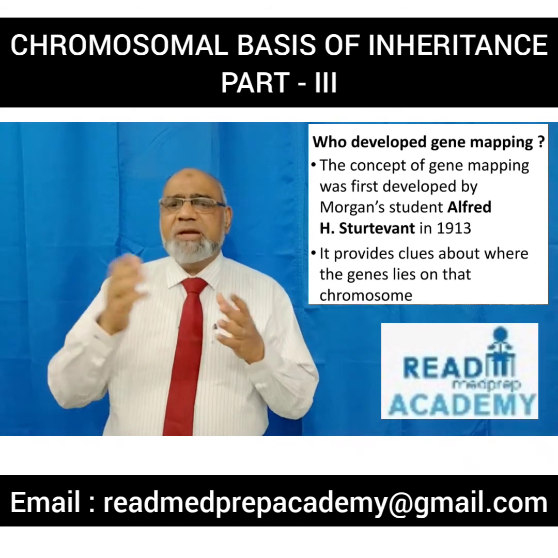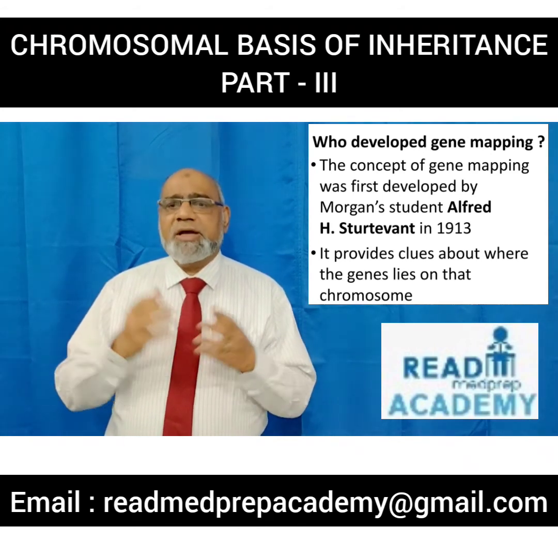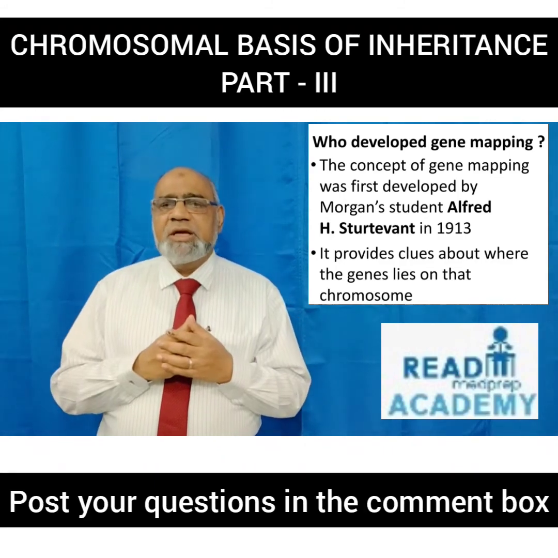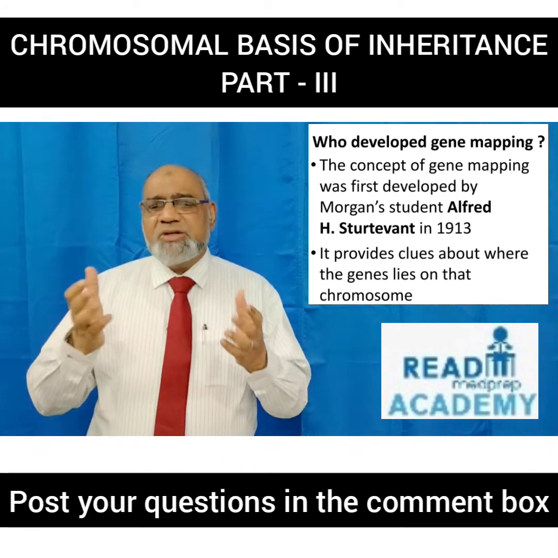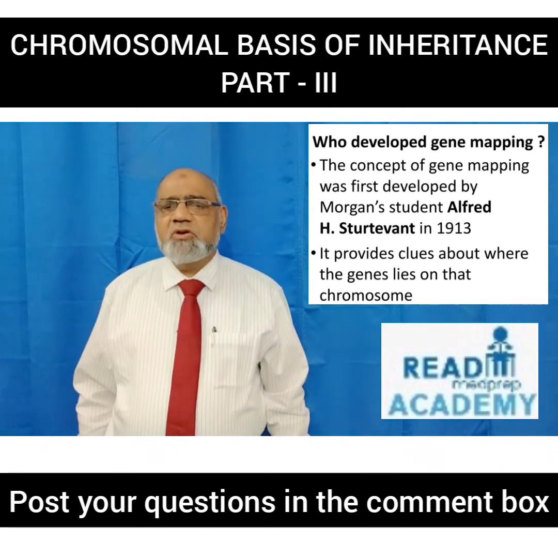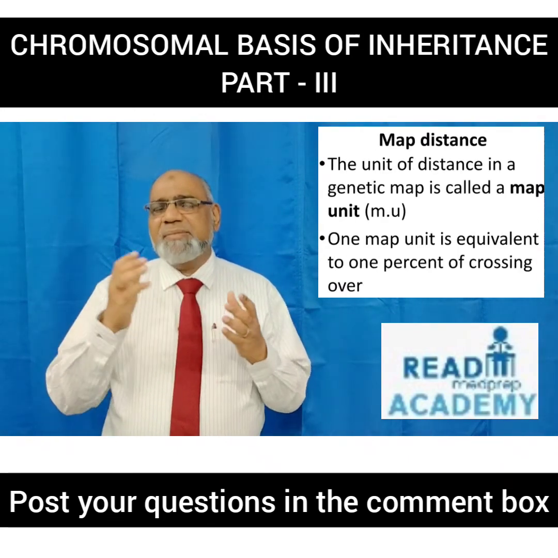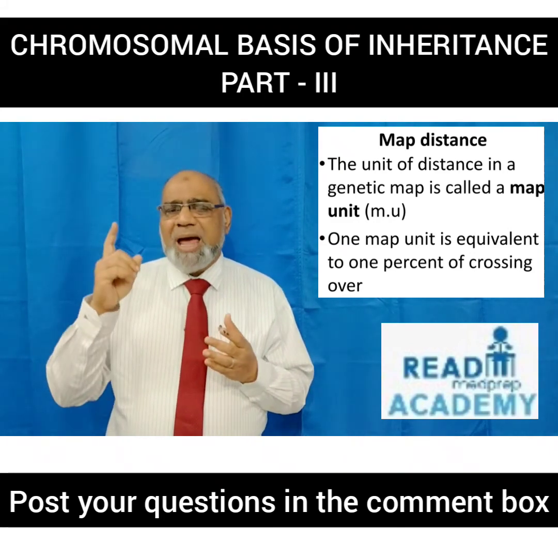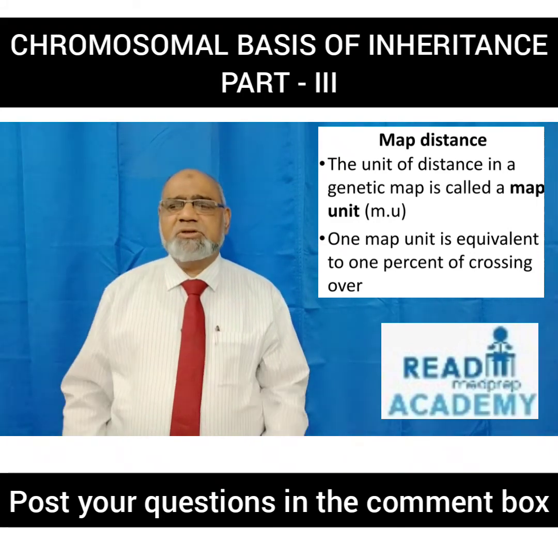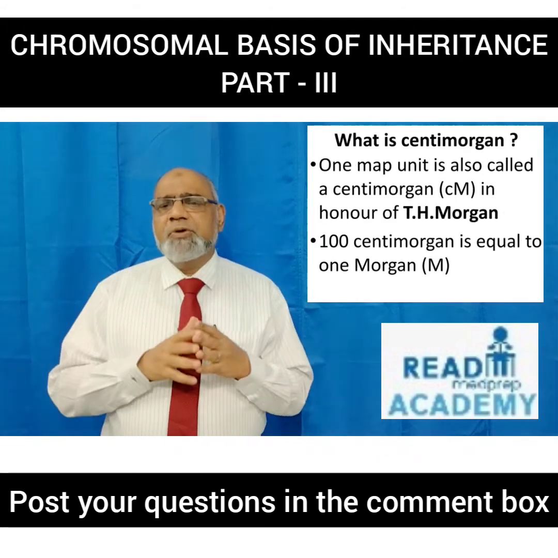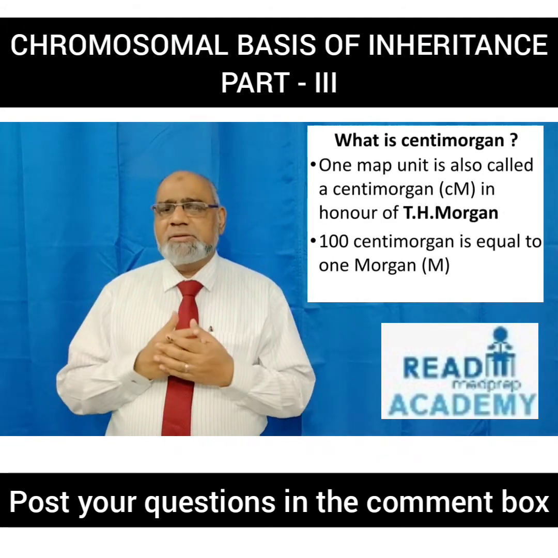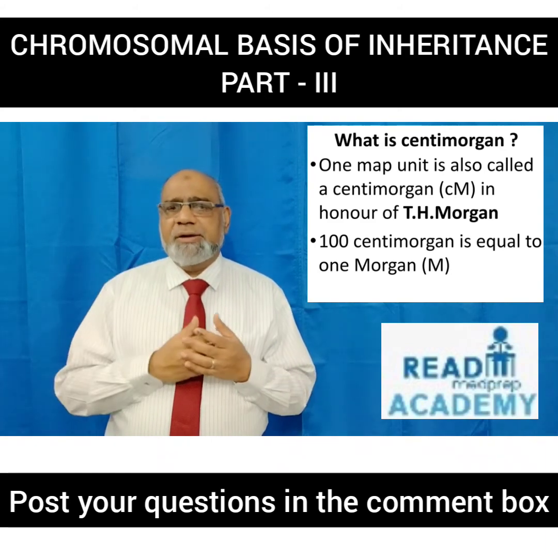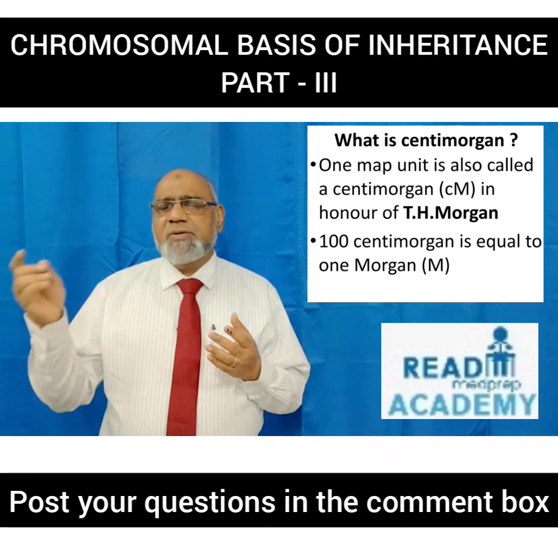The concept of gene mapping was first developed by Morgan's student Alfred H. Sturtevant in 1913. It provides clues about where the genes lie on the chromosome. The unit of distance in a genetic map is called a map unit, MU. One map unit is equivalent to 1% of crossing over. One map unit is also called a centimorgan, represented as small c and capital M, in honor of T.H. Morgan. 100 centimorgans is equal to 1 morgan.